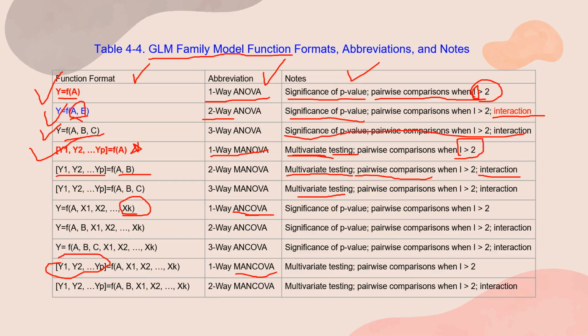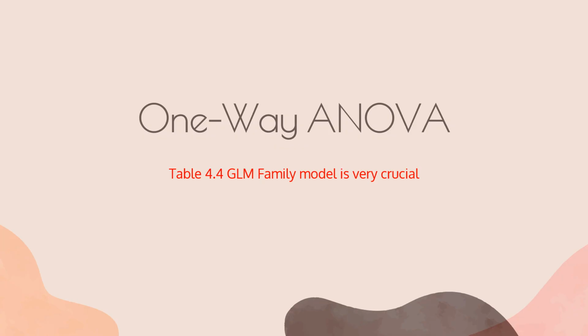But you do need to make a note: you have to know about p-value significance, and when the level is greater than 2 you need to do a pairwise comparison. If they have two or more factors, you have to be aware of the interaction. This table is very important.